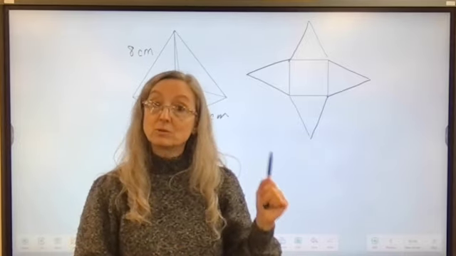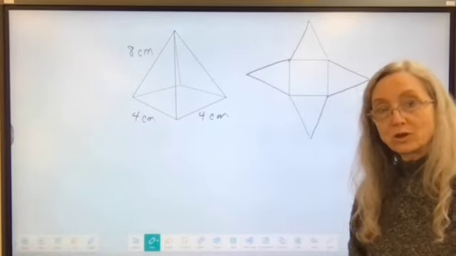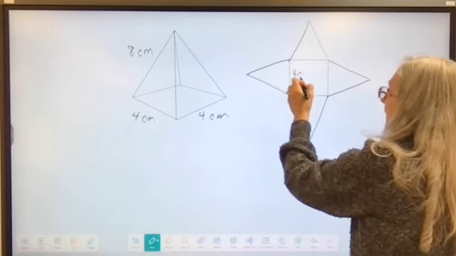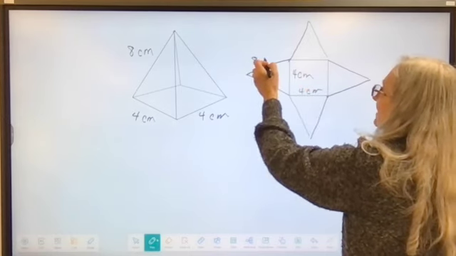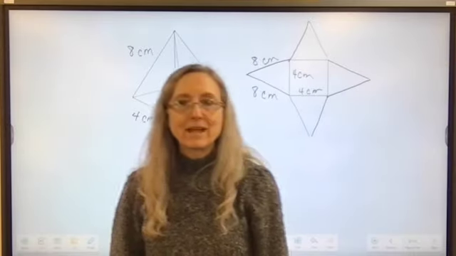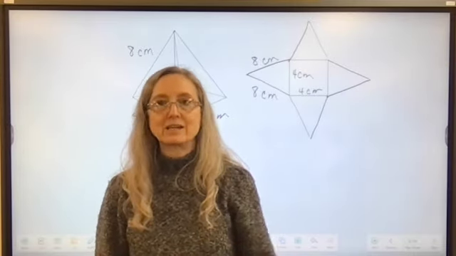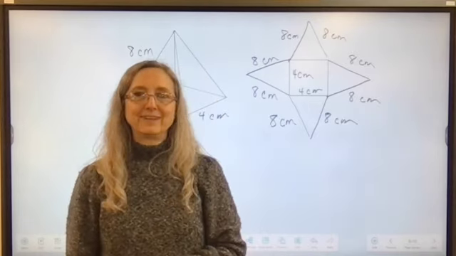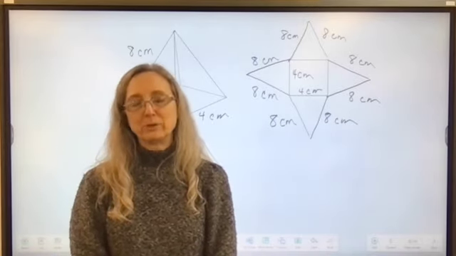What I have not done though is label it. So don't forget to label the dimensions when you draw a net. So these are 4 centimeters. This is 4 centimeters, and these are all 8 centimeters. And probably 1 pair is enough, but it doesn't hurt to be safe to label all of the triangle edges. And there is a completely labeled net of your square pyramid.